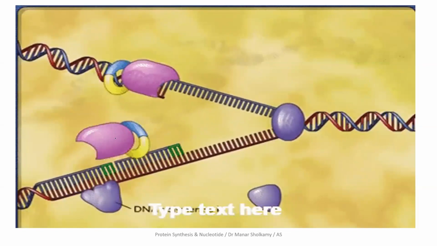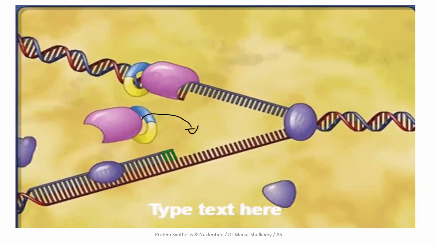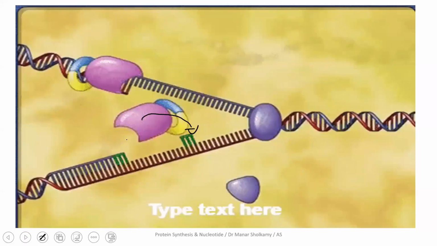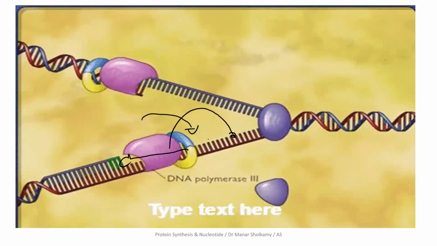This is the DNA polymerase going backwards. Look at that. It will go back and then forwards. Backwards and then forwards. Backwards, see? And then forwards. And then go back again and then forward.